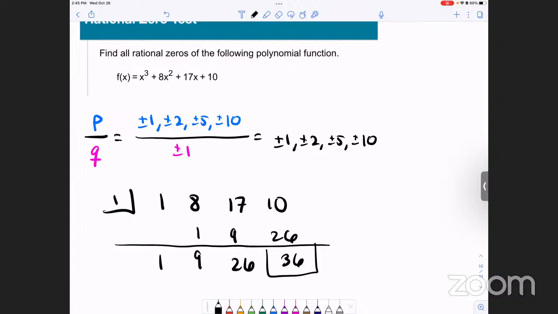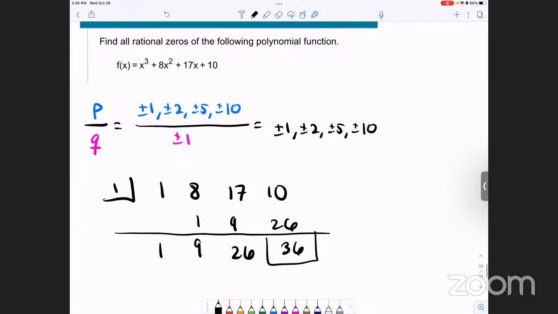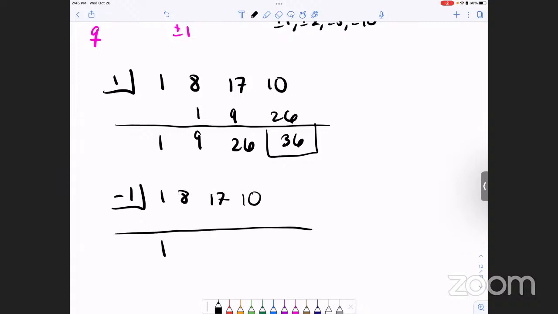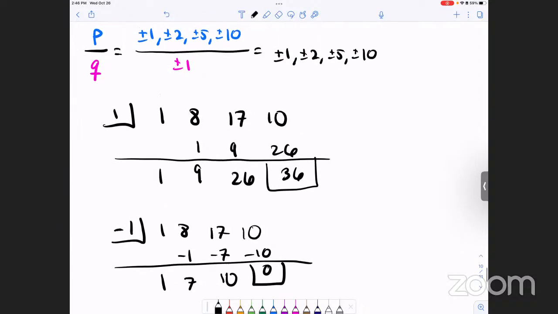We can try -1. So let's redo this with -1. 1, 8, 17, and 10. 1, -1, 7, -7. That's promising, right? Because then we get 10, -10, and we got lucky indeed. So we found one of our zeros. -1 is one of our zeros.